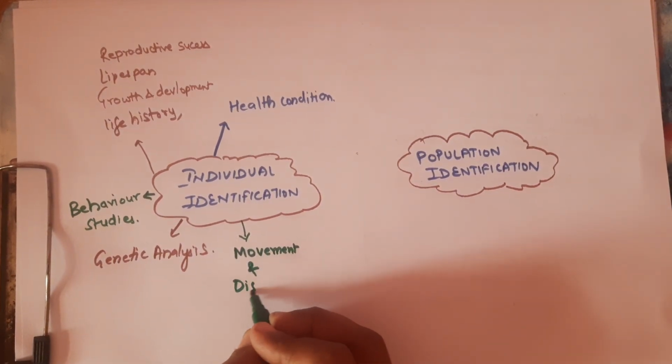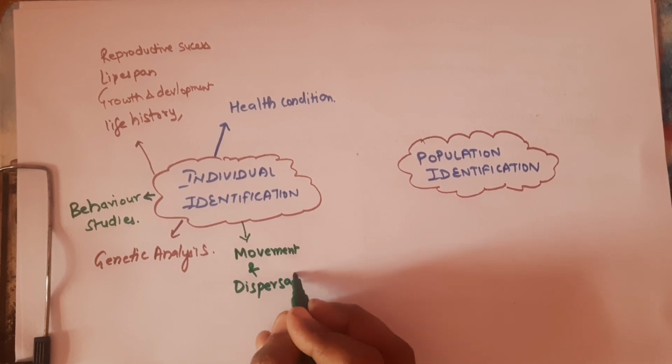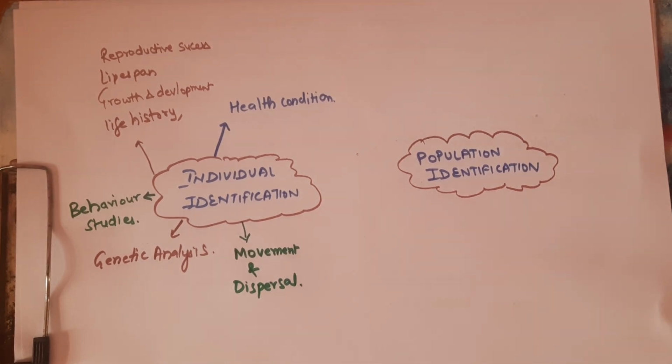Okay, so the fifth is, from the individual identification we can also learn about its movement and dispersal. Marking or tagging the individual will enable the researcher to track its movement and dispersal pattern, and this will reveal important information about its habitat and the migration route. Generally GPS tagging is used to monitor the animal movement.